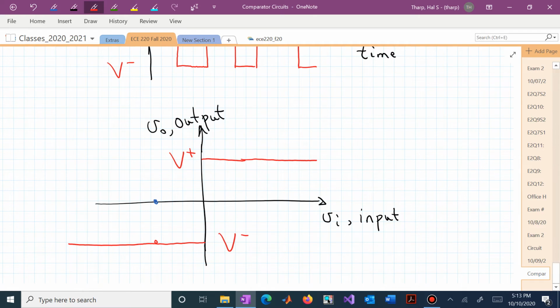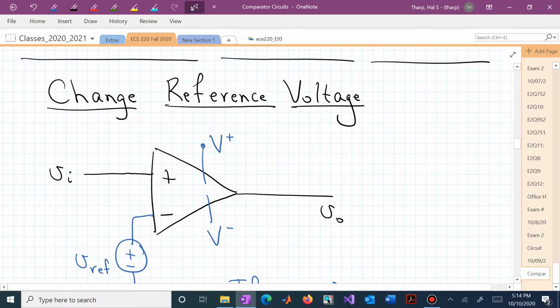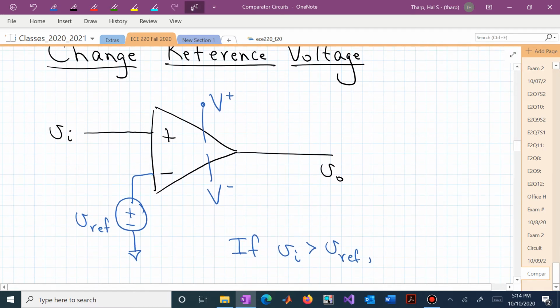Which one it takes on depends on whether the input voltage is positive, it takes on V plus. If it's negative, it takes on V minus. We can actually change that up a little bit, and we can establish or put in a reference voltage connected to our inverting pin of the operational amplifier.